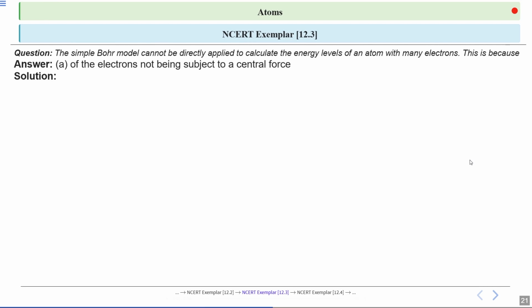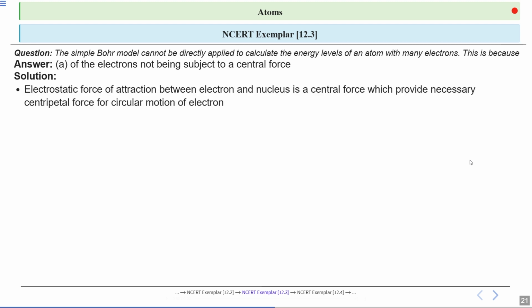So the correct option is A, the electrons not being subject to the central force. First let's recall what a central force is. In the Bohr model, the electron moves in a circle around the nucleus because the electrostatic force between the negatively charged electron and the positively charged nucleus pulls the electron directly towards the center. This force acts as the centripetal force, keeping the electron in its orbit, just like how gravity keeps the planets orbiting the sun.